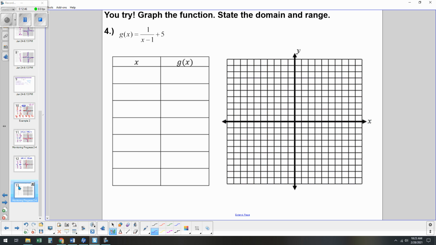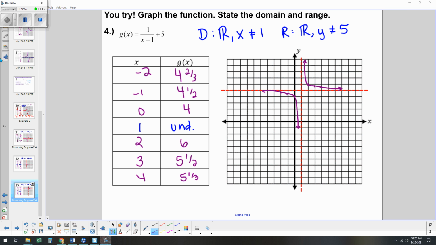All right, and one last one for you to try. Go ahead and pause it, and I will show the answer. All right, here's our last one. We had x can't equal positive 1, so that was our vertical asymptote. And then y couldn't equal 5, that was our horizontal asymptote. And that is day 1 of graphing rational functions.